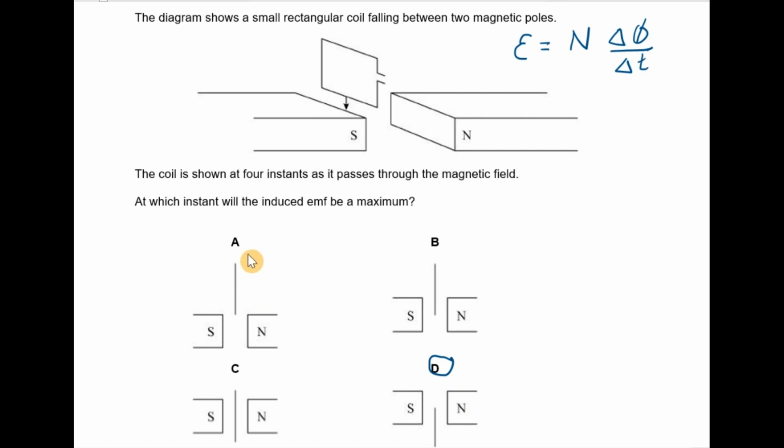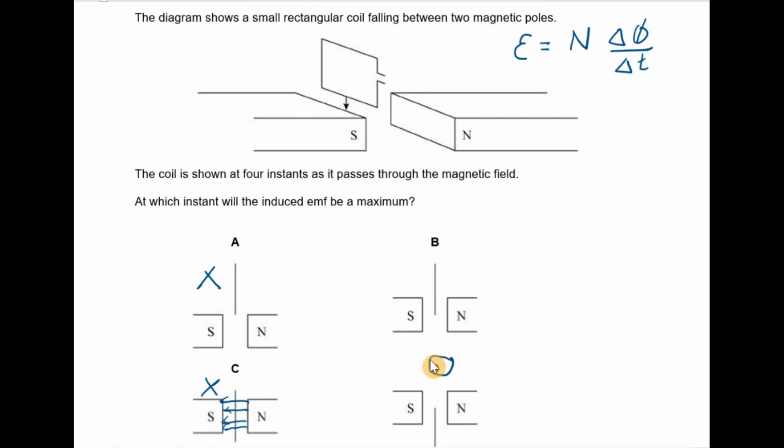At point A, there's no flux going through the coil, and an instant of a second later, there's still no flux going through the coil. So there's no change in the flux, so it can't be A. At point C, there's the maximum flux going through the coil. And even a fraction of a second later, there'll still be that maximum flux fully contained within the coil. So again, no change in flux, no EMF induced.